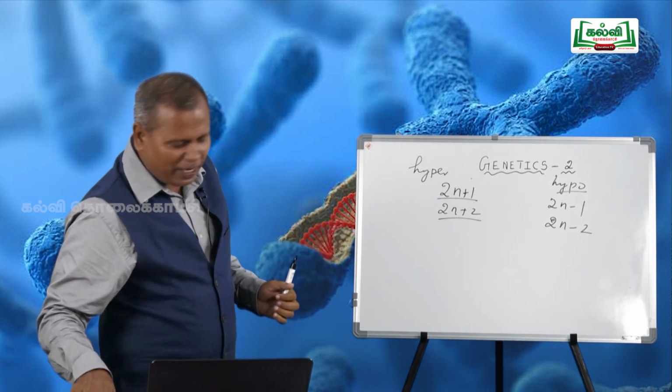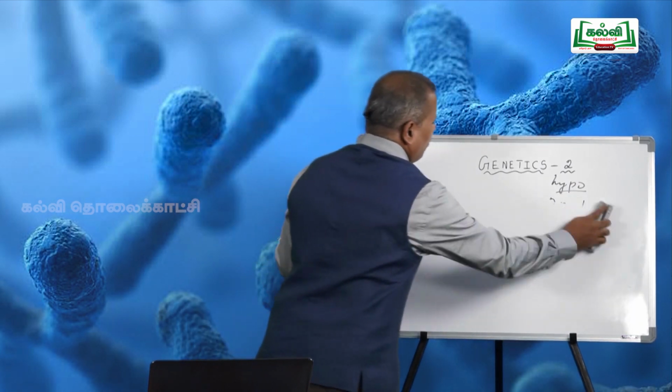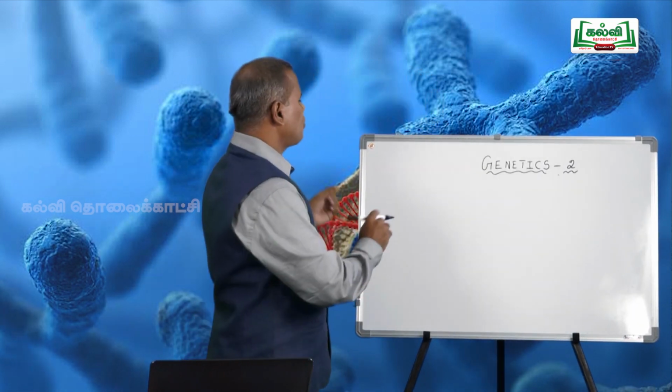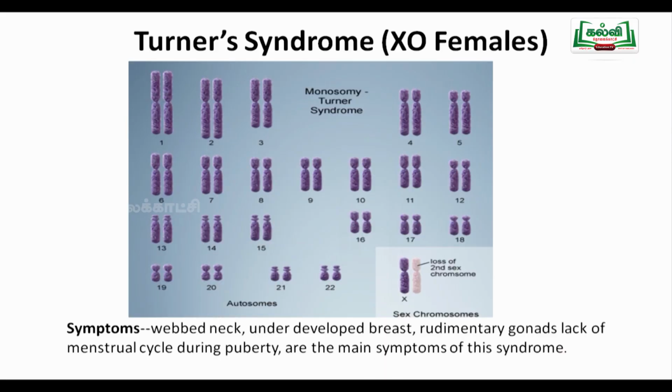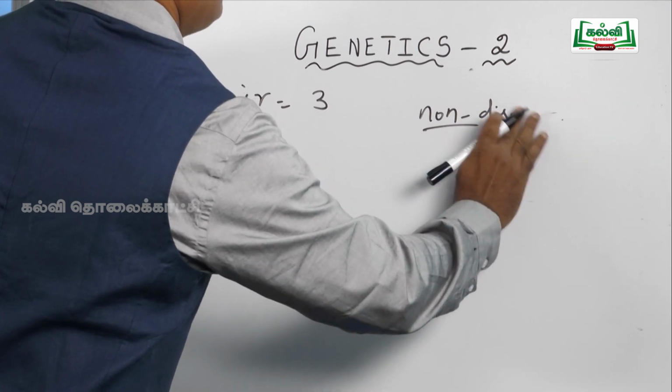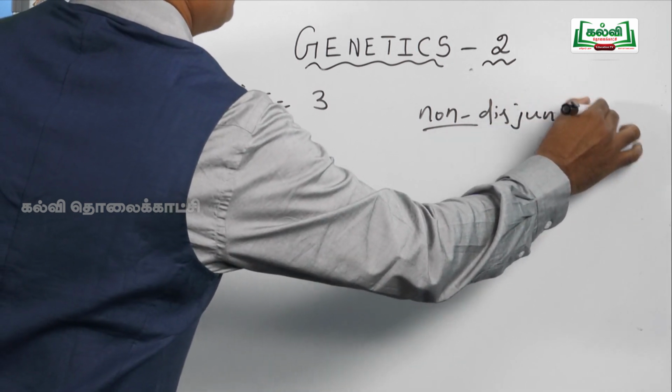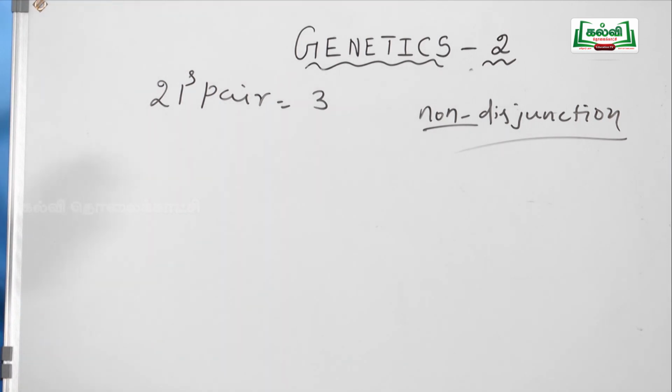Down syndrome is a very good example for autosomal aneuploidy. The 21st pair has 3 chromosomes instead of 2. This is called autosomal. And Klinefelter syndrome and Turner syndrome are examples for the formation of transgenders. Irregular meiosis or non-disjunction of sex chromosomes is responsible for Klinefelter syndrome or Turner syndrome.